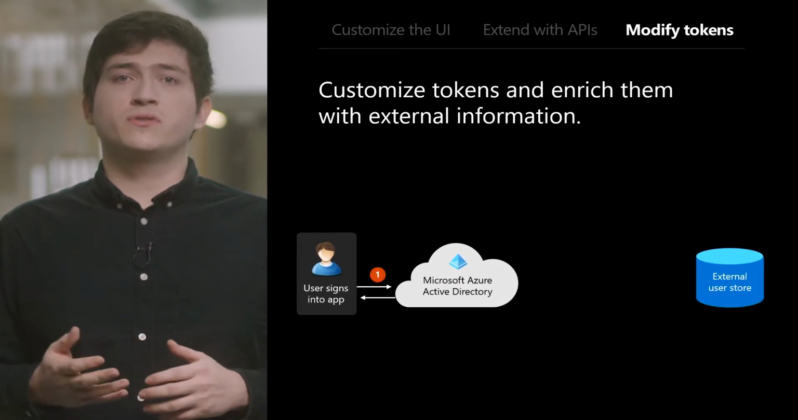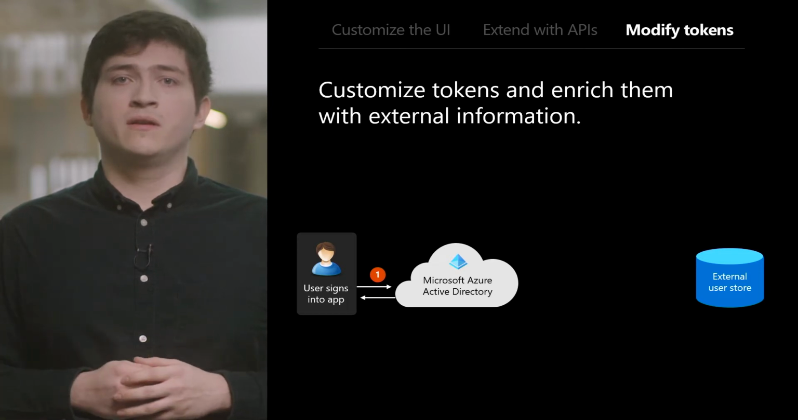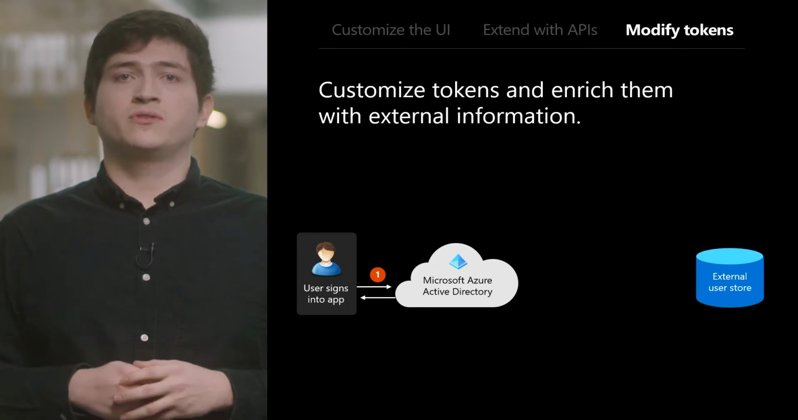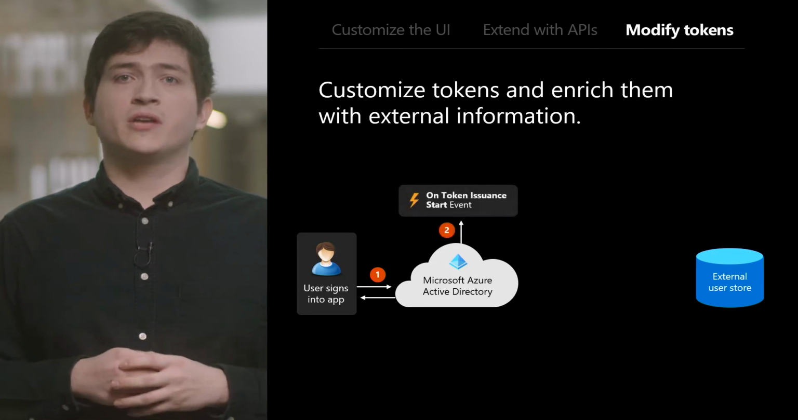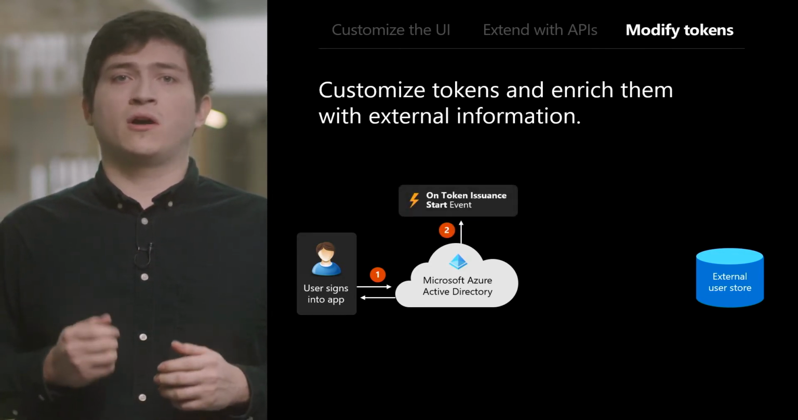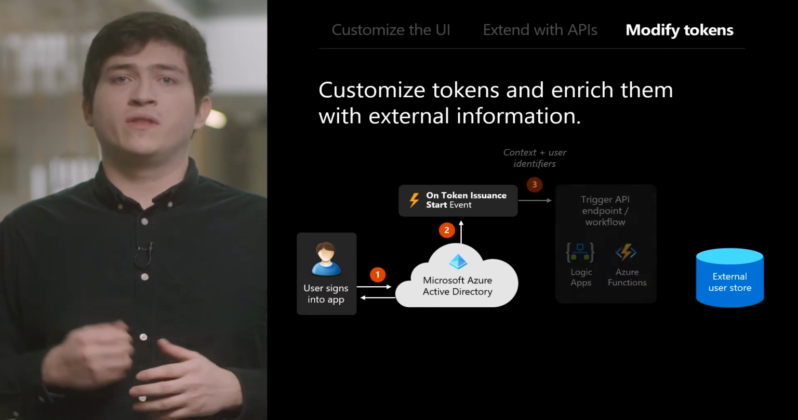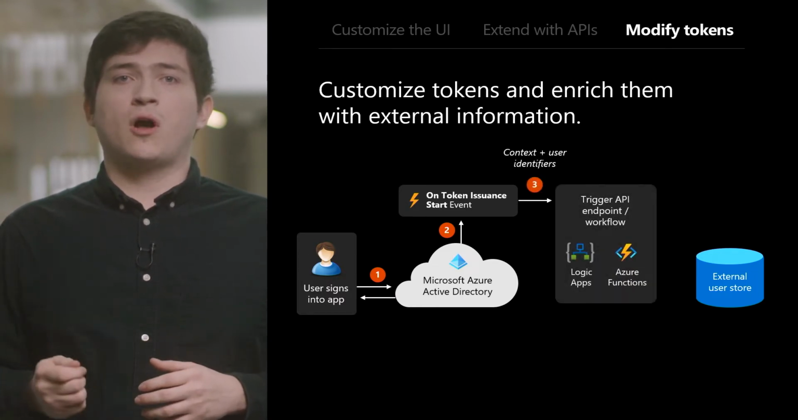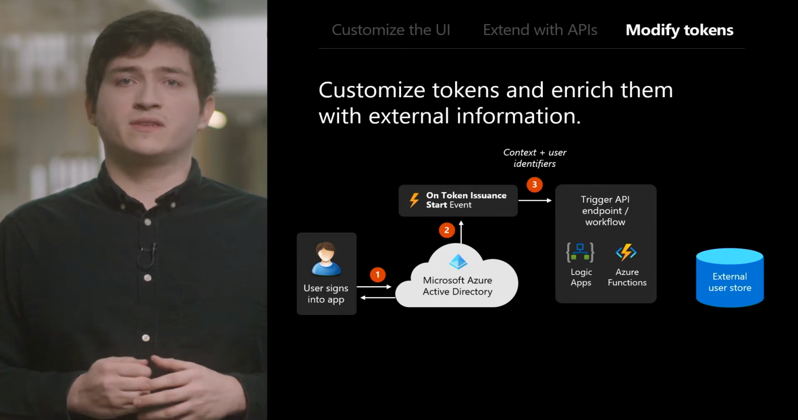First, your user goes to your application and clicks on the sign-in button. Your app then redirects the user to Azure AD. Next, Azure AD will authenticate the user. Before issuing a token, Azure AD will internally raise the on-token issuance start event. When this event occurs, Azure AD will call an API that you've developed for this scenario.